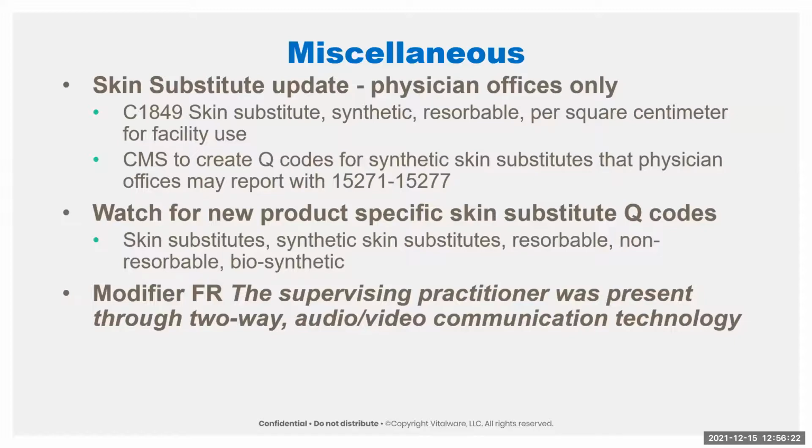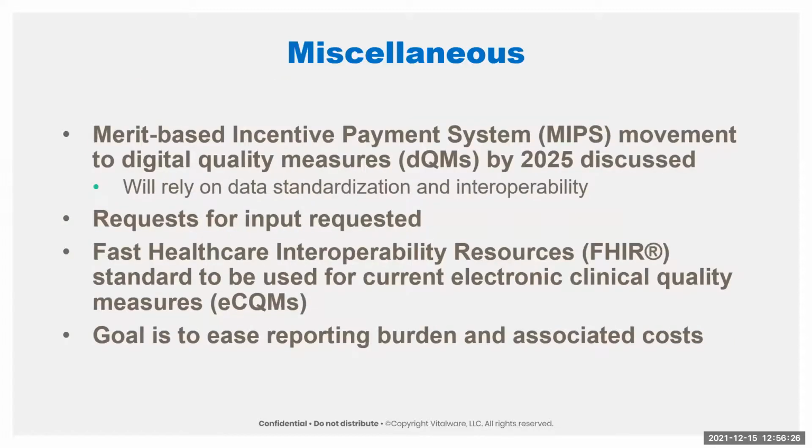So that is available for use if that applies to your situation. And so the Merit-based Incentive Payment System, they discussed a lot of information, and what they're going to do is kind of revamp it so that they can move to digital quality measures by 2025. They are doing so that your information can be transmitted to CMS and you won't have to pull a bunch of measures out. And so they are requesting comments.